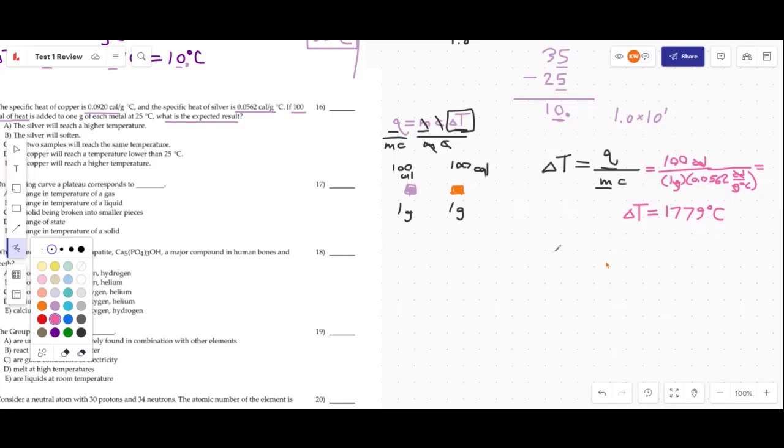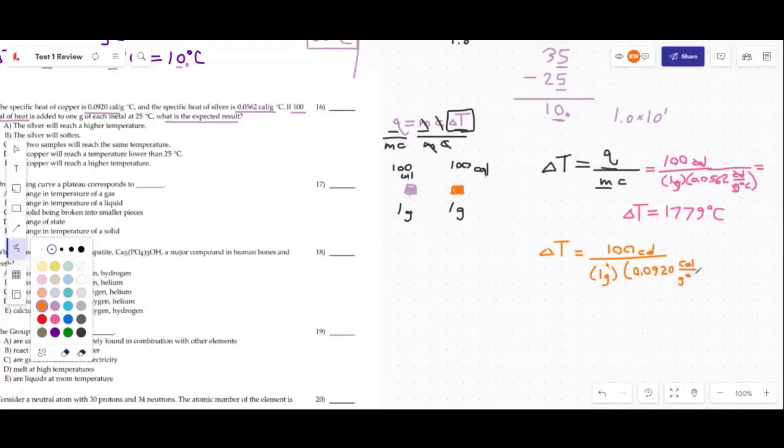Now, if I did the same thing for copper, it's the same formula. The 100 calories is still the same, and the mass is the same, 1 gram. The only difference is that I have a different specific heat. The specific heat of copper is 0.0920 calories per gram degree Celsius.